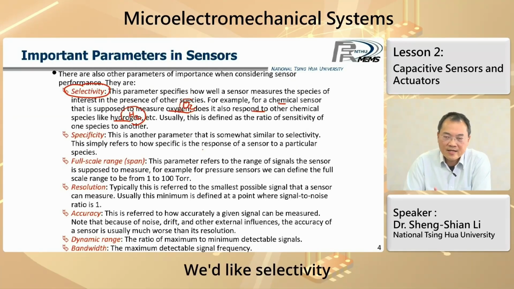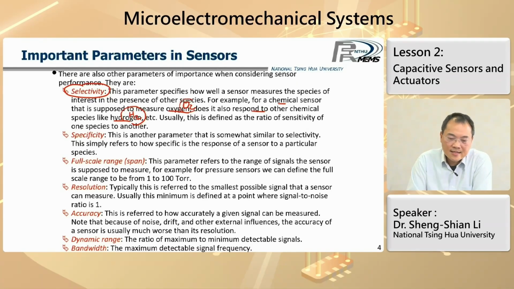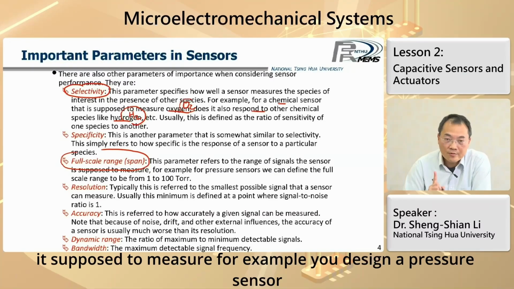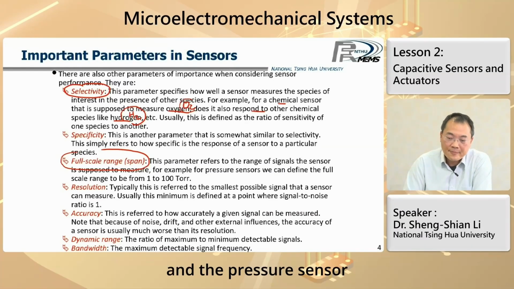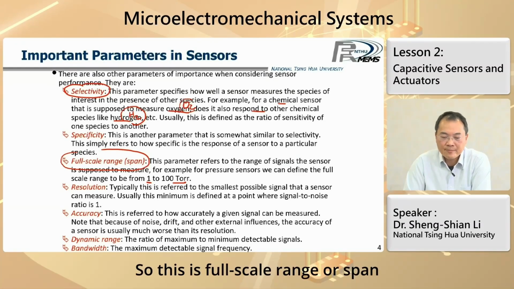We like selectivity as high as possible. Otherwise, it would have cross-contamination, cross-sensitivity issues. Then another important parameter, we call it full-scale range, or another name, span. This parameter refers to the range the sensor is supposed to measure. For example, you design a pressure sensor, right? And in the spec, you should define it is measuring the range between 1 torr to 100 torr. So this is full-scale range or span.